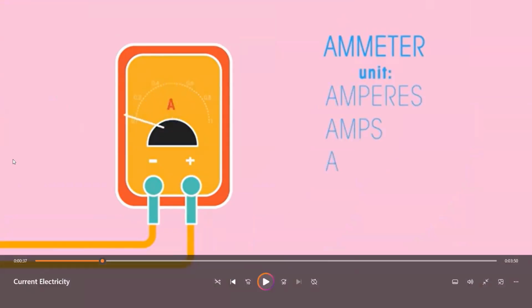Another important note: in grade 9, amps is not acceptable anymore. You can either write amperes or A capital. Don't write amps, because amps is an abbreviation. When you get older, we need to differentiate between abbreviation and normal units.